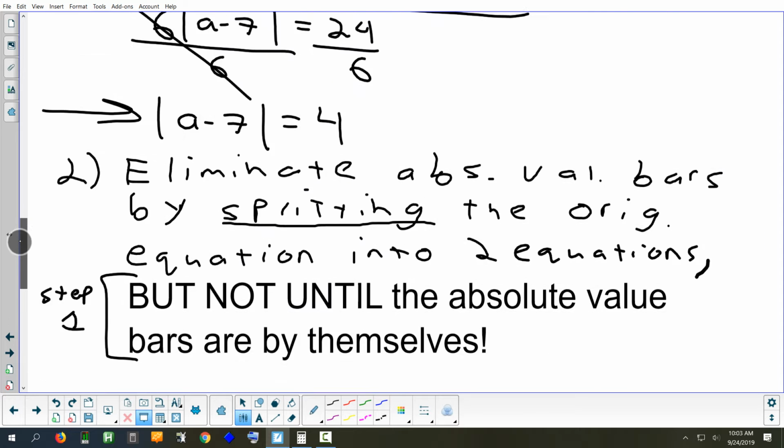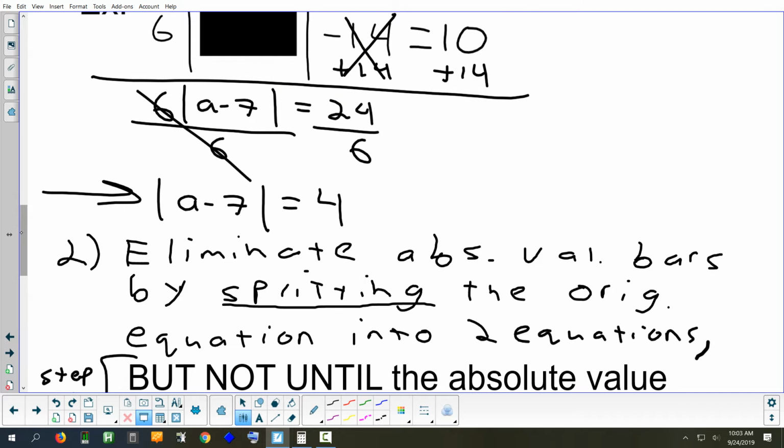Okay? So if I was going to do that, and I'm going to scroll right back down. If I was going to do that on this one, no bars. That's the first one. Now the second one, no bars, change that number to its opposite. That would be the other equation that I need to solve. Okay, so they're two separate equations.